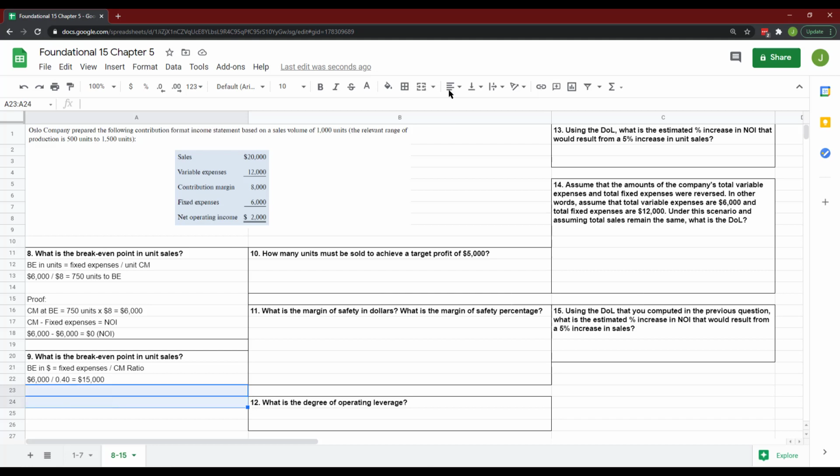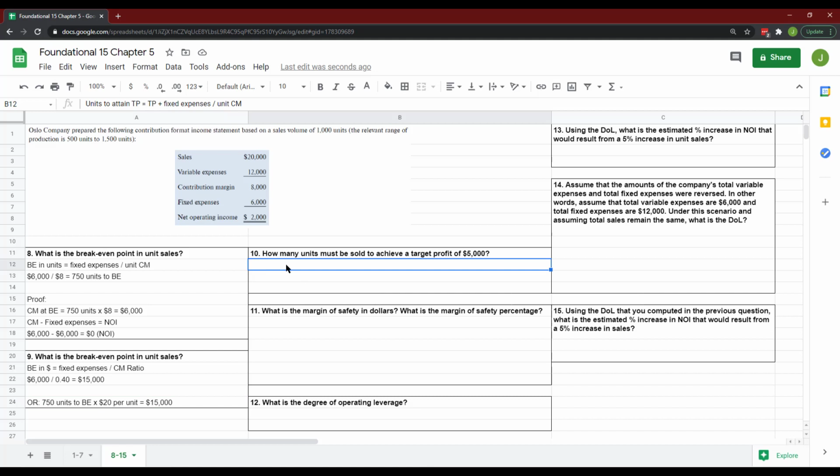Okay, so we could have found this another way as well. If you know how many units you need to sell to break even, which we already found, you can simply multiply that by what you would be selling each unit for to see that, okay, that means I need to generate sales of $15,000 to break even.